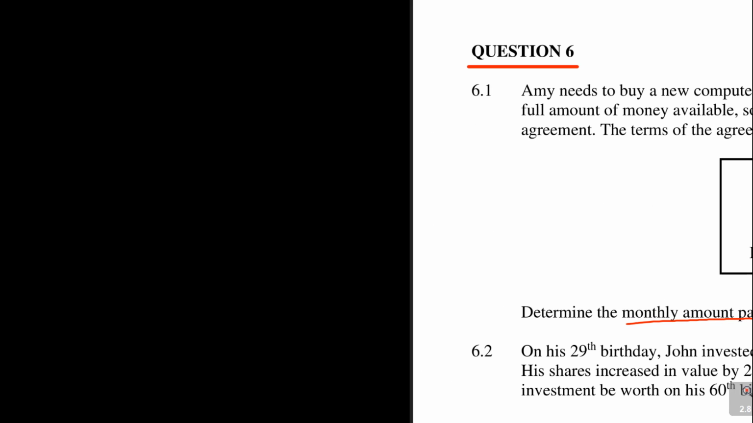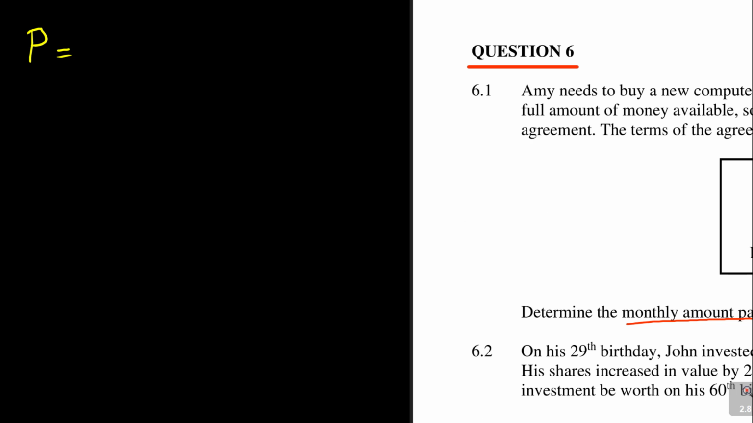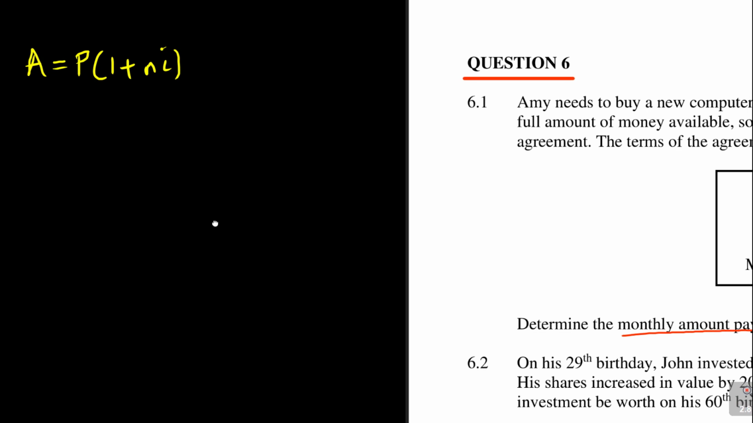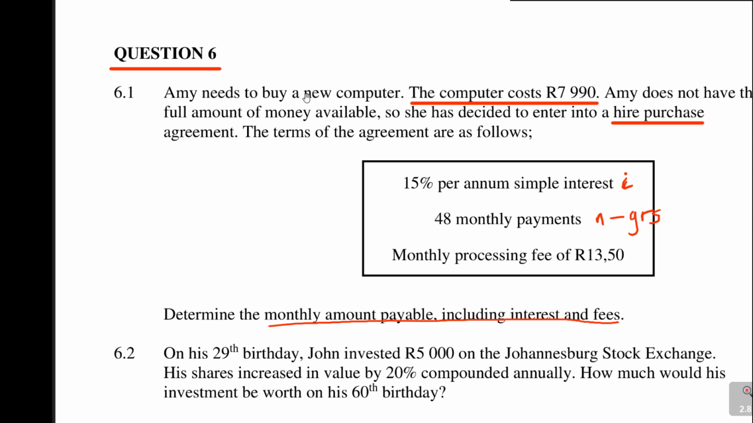P is equal to... A, am I missing this? A is equal to P. Okay, so that's the part I'm missing here. A is equal to P(1 + NI). Then I need to write, you see, when you miss out your A, P, N, I, that's where this whole thing is gone. So if you are buying a computer, it's as good as credit here.